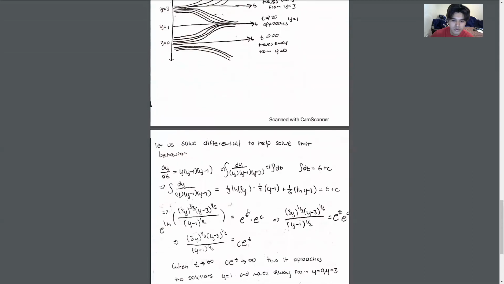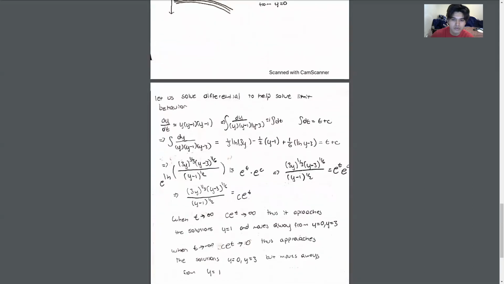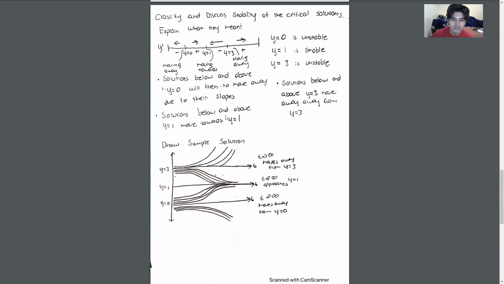So this right here helps us determine the end solution, which I ended up just putting in this graph. And as you can see, y equals 3 and y equals 0 are unstable since solutions move away from them as t goes to infinity. And y equals 1 is stable because as t goes to infinity, other solutions tend to gravitate towards y equals 1.